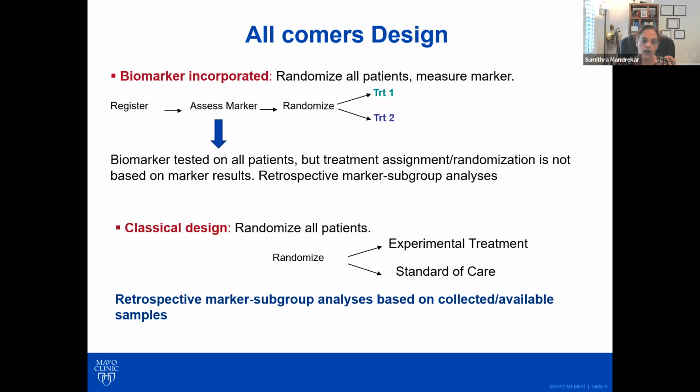So we started off earlier on saying, well, okay, how do we change the needle? We make sure that we actually collect the specimen and assess the marker ahead of time. So biomarker is tested on all patients, but then the treatment and the primary endpoint is independent of the marker status. But now, because you have the marker and the assessment on all patients, you can plan for retrospective marker subgroup analyses. You can specify hypotheses, pre-specified analyses, and so on. So that's how it started off, with these biomarker incorporated designs.